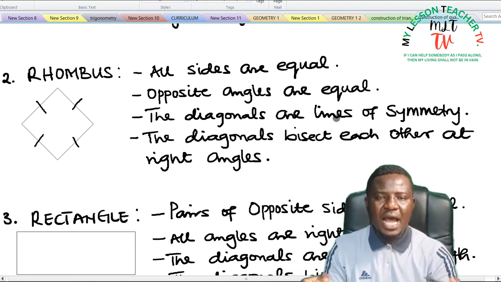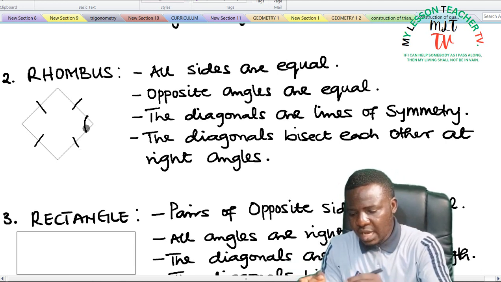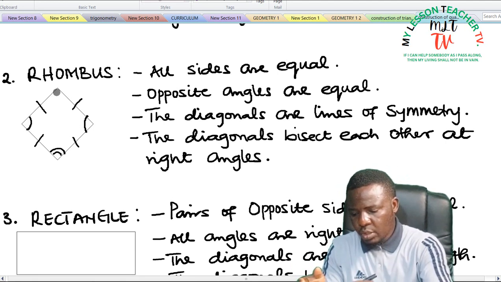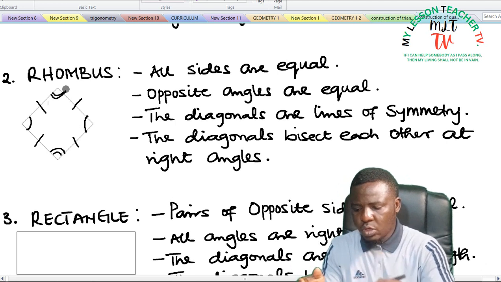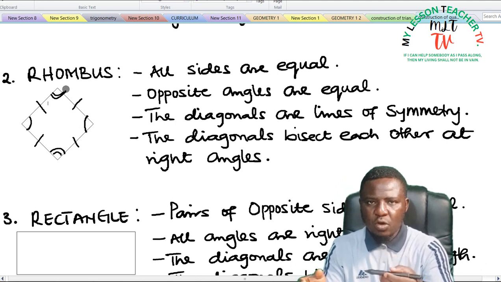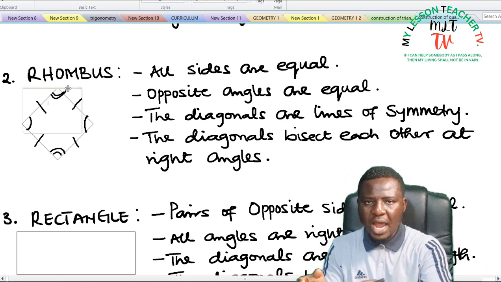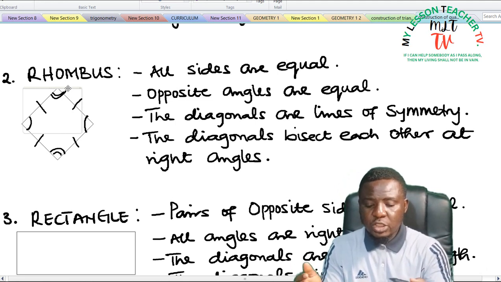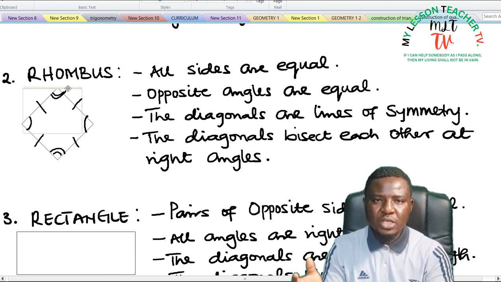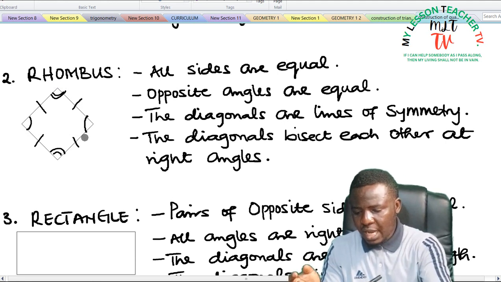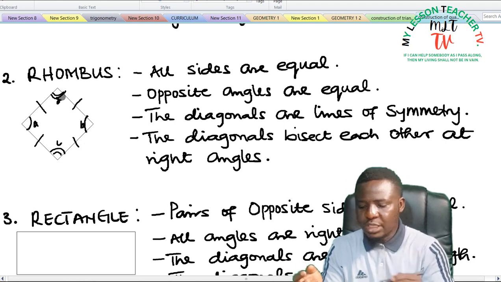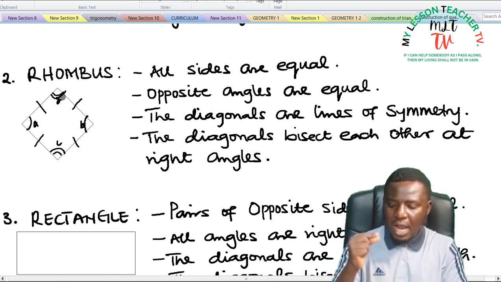And the opposite angles are equal. That is to say, this angle is equal to this angle, and this angle is equal to this angle. Now, note, unlike a square, where all angles are equal and are said to be 90 degrees, in a rhombus, it is the opposite angles that are said to be equal. So this angle is equal to angle A, and angle C is equal to angle D, but angle A is not equal to angle C.